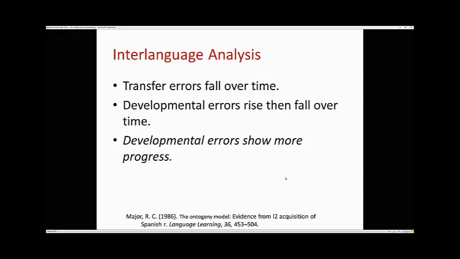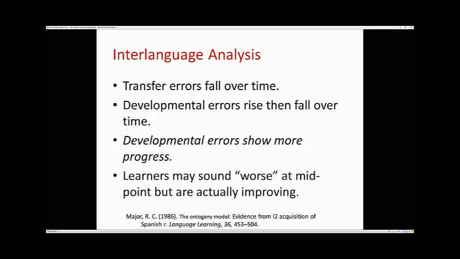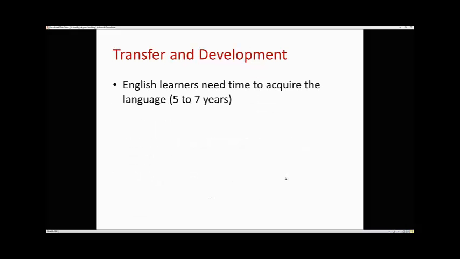So if I were to sum this area up a little bit for you, having teachers who really understand these differences so they know what they're looking at would really help quite a bit, because it may seem like the learner is getting worse when in fact they are actually getting better. So if I were to sum up transfer and development, English learners need time to acquire the language. 5 to 7 years is what the research says. But there are constraints too. It depends on when the student, or when the child's learning this crazy English of ours.